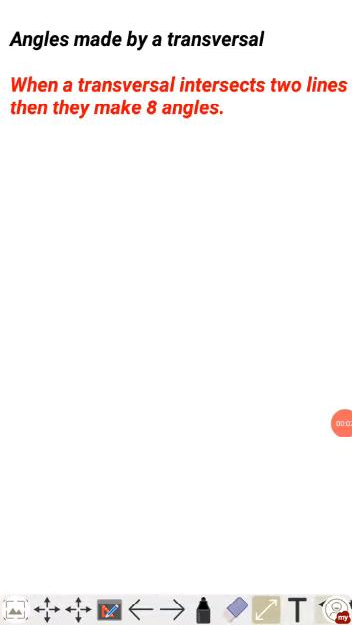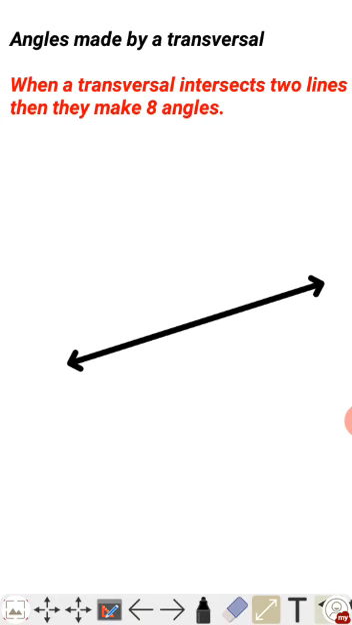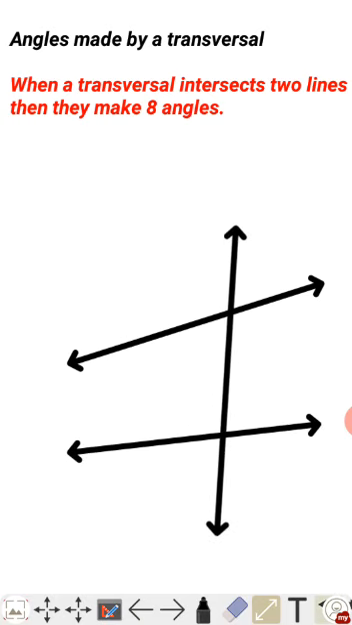So we have seen about transversal. Now we are going to see the angles made by transversal. So let me remind you what is transversal. When a line intersects two different lines at two distinct points, then that is said to be transversal, right?